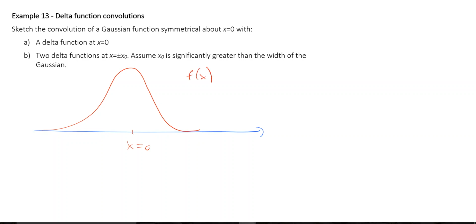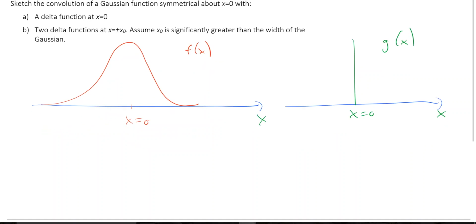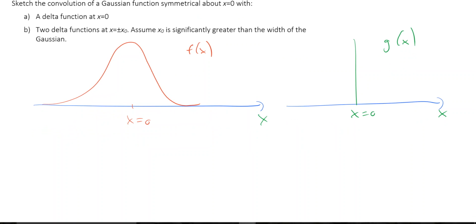And for the delta function, we're going to have essentially a spike at the origin like that. So that's x and that's also x, and we can call that g of x. So when we take the convolution, we have to think of moving one of the functions through the other function, and as we move it through that, we have to plot the overlap.